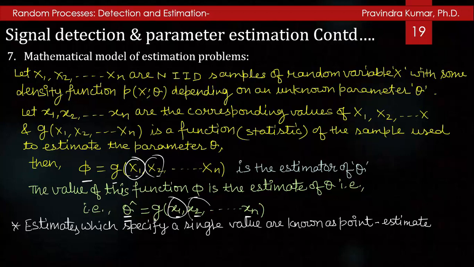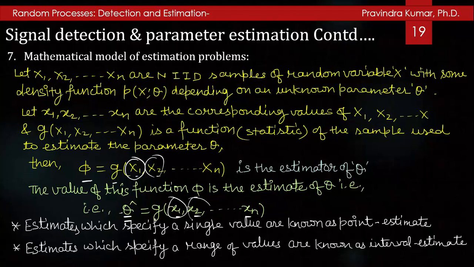It is not necessary that an estimate of a parameter is one single value. Instead, the estimate could be a range of values. Means this theta may have a single value or may have a range of values. So an estimate which specifies a single value is termed a point estimate, and an estimate which specifies a range of values is known as an interval estimate.